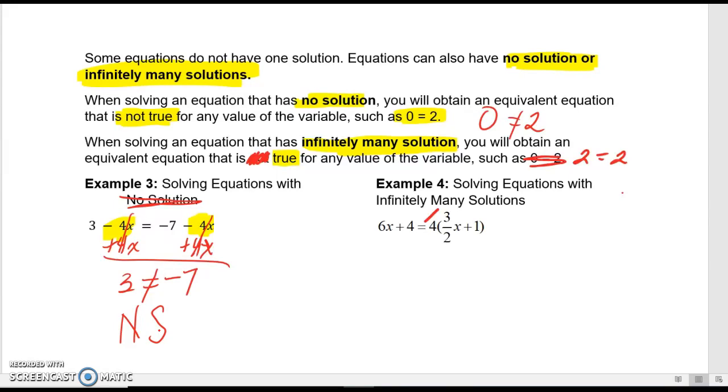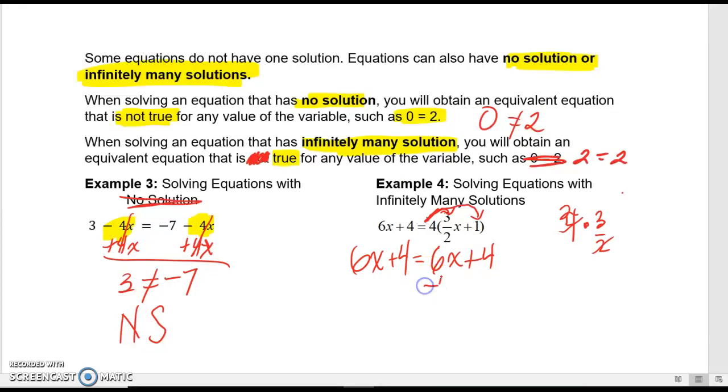Let's look at example 4. Okay, this time everything on the left-hand side of our equation is simplified, but on the right-hand side, we need to distribute the 4. So this one's a little tricky with the fraction work. We have to do 4 times 3 halves. So I'm going to do some scratch work over here and just remind myself that I can cross cancel. 2 goes into 4 twice, and then 2 times 3 is 6. So 4 times 3 halves x is 6x. And then, of course, 4 times 1 is 4. So dropping down the original side, it now says 6x plus 4 equals 6x plus 4.